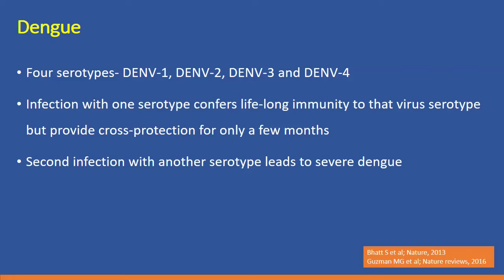What is important to know here is that when we have infection with one serotype, it gives lifelong immunity for that serotype, but a short-lasting immunity for the other 3 serotypes. And a second infection with another serotype leads to severe dengue because of pre-existing antibodies.